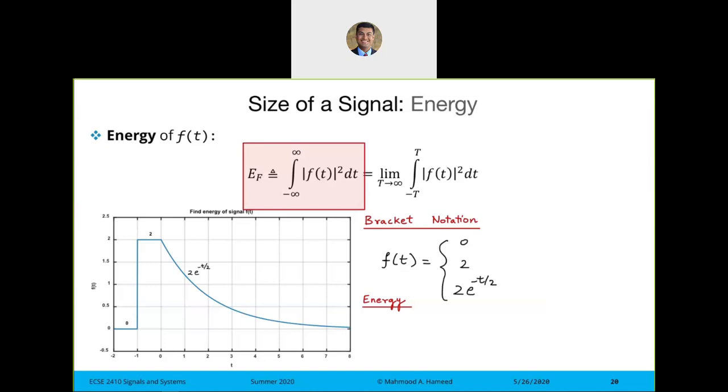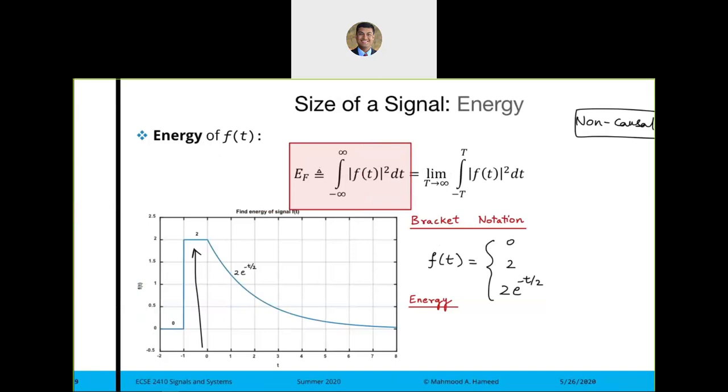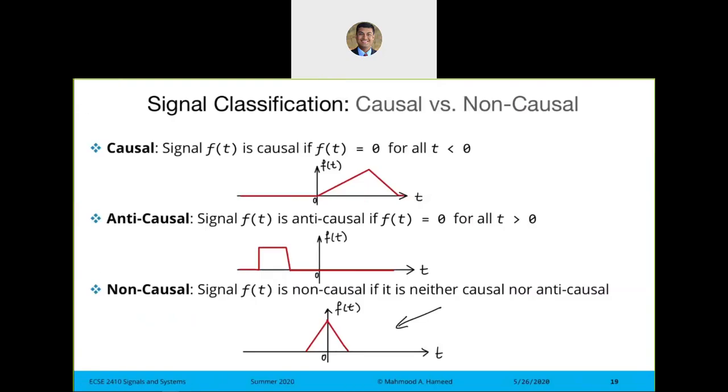Is it causal? Yes, we are assuming that it is 0 for all t less than 0. So hold on. No. It is a non-causal signal, because there are values for t greater than 0 and less than 0 as well. So it is not causal, it is not anti-causal, it is non-causal. So it's kind of like the one that we saw over here.